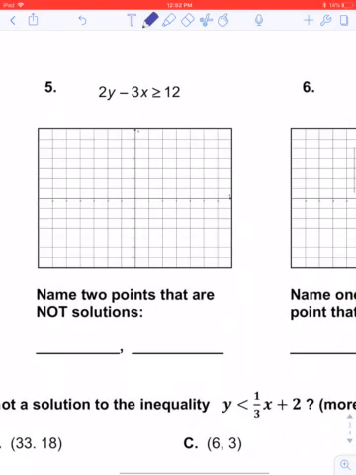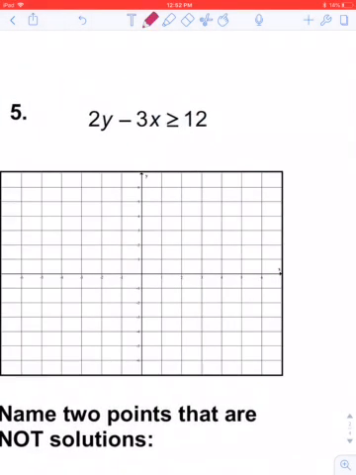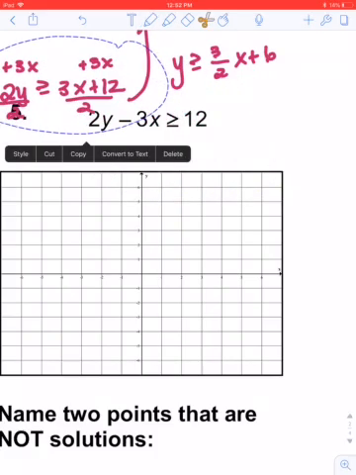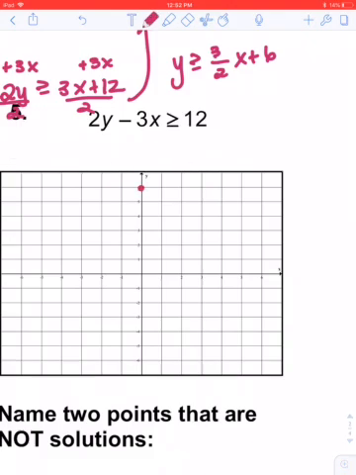Okay? So number 5, first thing I notice is this is not in slope-intercept form. So I need to add my 3x over. So 2y is greater than or equal to 3x plus 12. I need to divide by 2. So y is greater than or equal to 3/2 x plus 6. So then I need to move all this over here. Put my y-intercept on there.